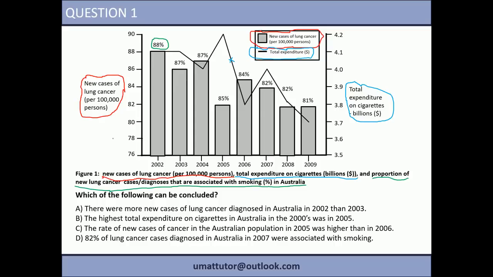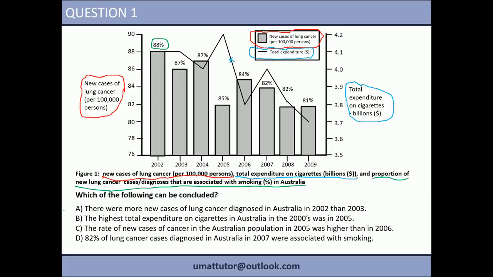So it does appear that there were more new cases in 02 than 03, except that the one trick here is that the bar graph is showing the rate. It's a proportion per 100,000 people, whereas the answer here, option A, is talking about a raw number of cases. So it's that idea of raw number being a different concept to proportion or rate.